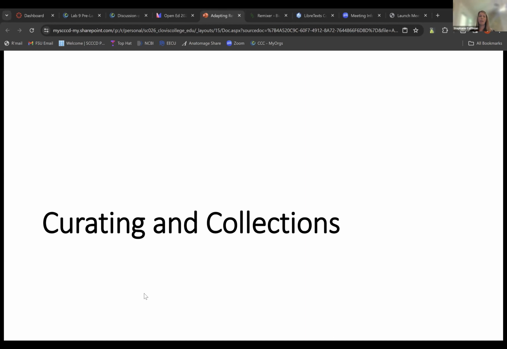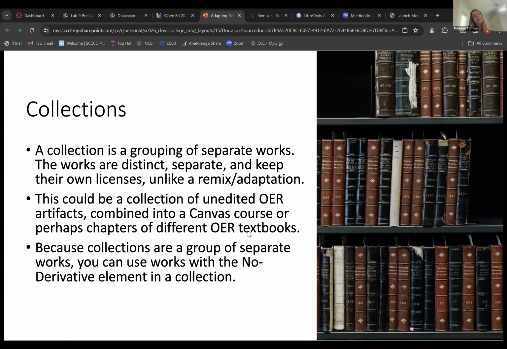So the last thing I want to talk about is curating or creating collections. Sometimes this becomes a really great option. It also just depends on what kind of courses you teach, but this can become a great option if there are non-derivative things that you really need or want to use. And it just fits with some types of classes. Like if you have a lot of distinct readings in your classes, then creating a collection instead of a remix might be a good idea.